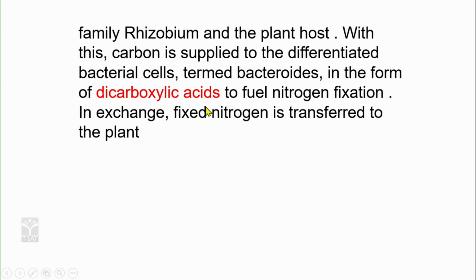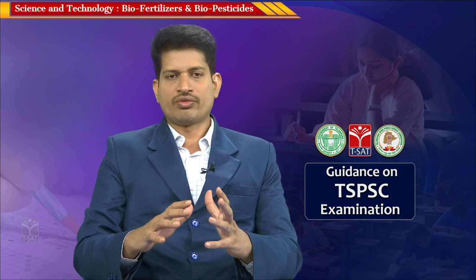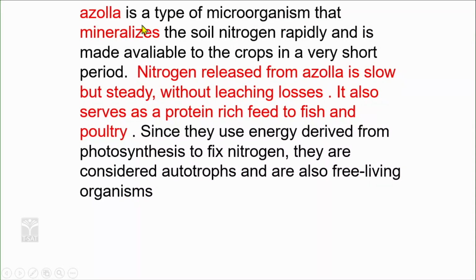So, these plants are supplying to this bacteria the essential food in the form of carbon, dicarboxylic acid. In return, they supply the essential nitrogen to the plants through the atmospheric fixation. Azolla is a type of microorganism that mineralizes the soil nitrogen rapidly and it is made available to the crop in a very short period.